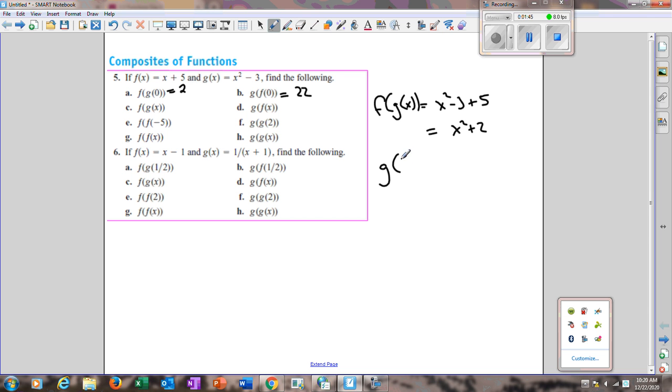Part D, g of f of x. For that one, I'm going to plug my f function in everywhere I see an x in the g function. So it's going to give me x plus 5 squared minus 3. Now I actually have to square that x plus 5. It gives me x squared plus 10x plus 25 minus 3. And then combine my like terms, x squared plus 10x plus 22.